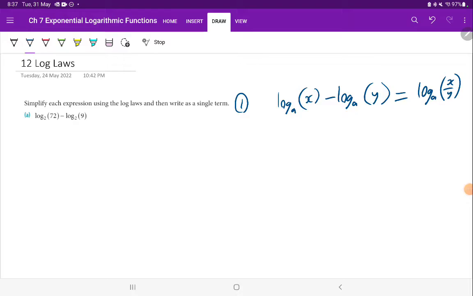Alrighty, so let's have a look down at this question. So we've got log base 2 of 72 minus log base 2 of 9. So since the bases are the same, we can turn this into division. Base stays the same. Now 72 divided by 9 is just 8.